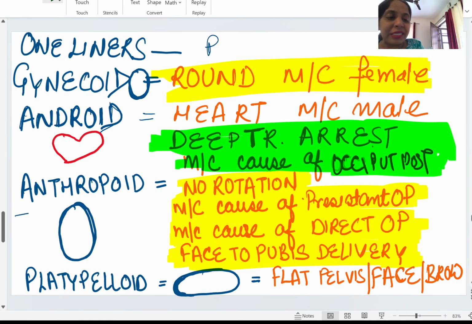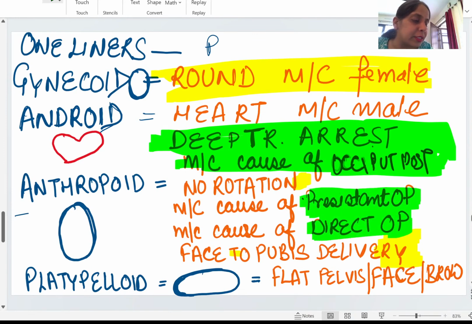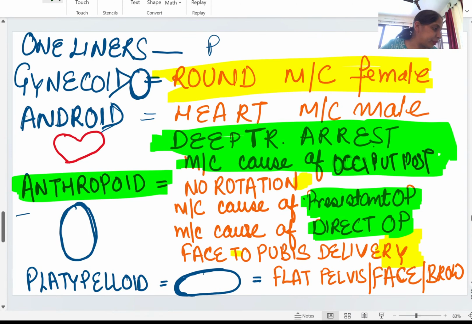Whenever a prefix is written before the occiput posterior word, it means the answer is anthropoid pelvis. Persistent occipito-posterior or direct occipito-posterior, both are common in anthropoid pelvis. Is it okay?